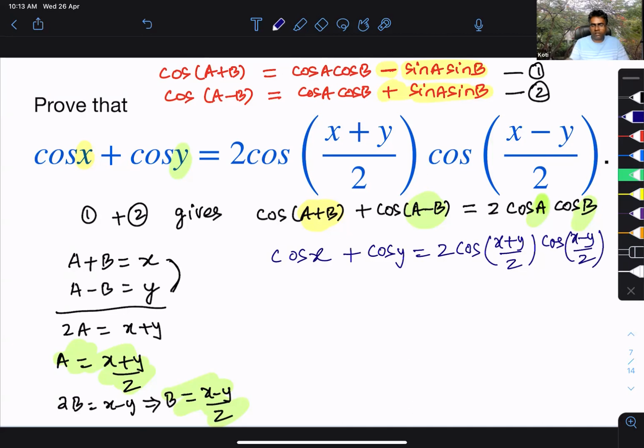This is again one of those identities that are extremely useful, as you will see as we go on. So if you have cos x plus cos y, a summation, and you want to write it as a product of two cos functions, it becomes 2 into cos of (x plus y) by 2 multiplied by cos of (x minus y) by 2. Do you understand this identity? I'll pause here for a minute. Let me know if you have any questions.